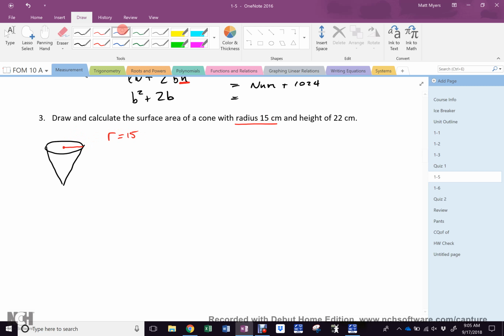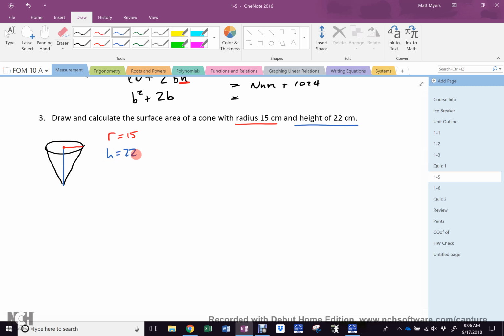Okay. Now, it also has a height of 22. Where is the height? Karen. Right down the middle. Yes? And that h equals 22. Everybody agree? Now, is that a single figure? Is a cone a single figure? Yeah, it's got a name. It's just cone. Everybody with me?